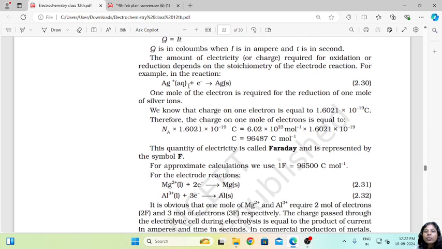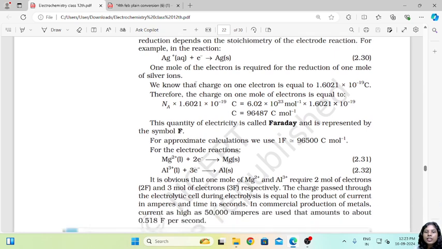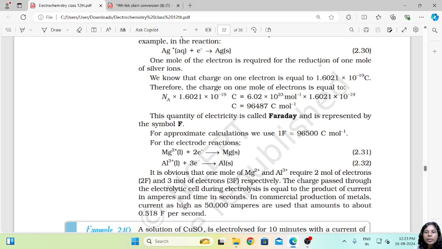Now the amount of electricity or charge required for oxidation or reduction depends on the stoichiometry of the electrode reaction. For example, Ag plus e minus giving Ag. Here the stoichiometry is 1, so 1 mole of electrons is required for the reduction of 1 mole of silver ion. We know that the charge on 1 electron is 1.6021 into 10 raised to minus 19 coulomb, correct?